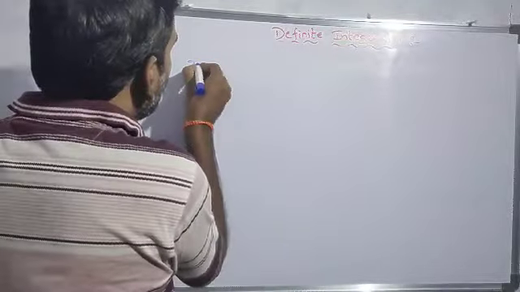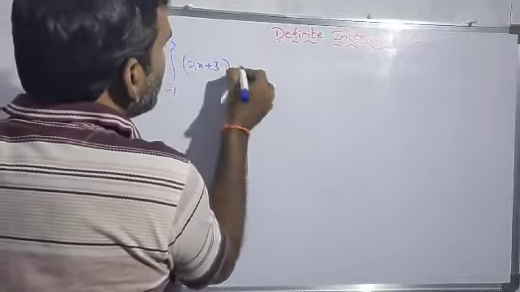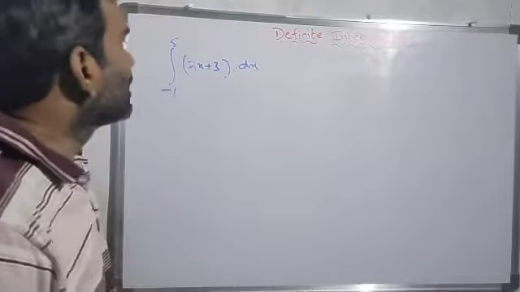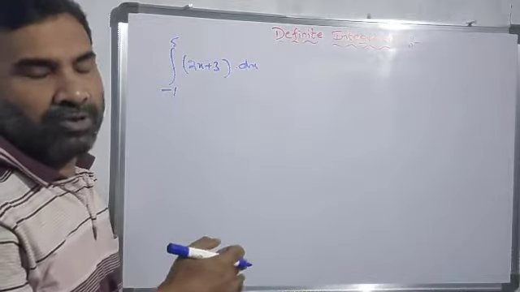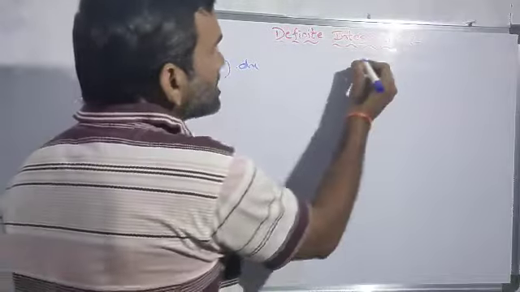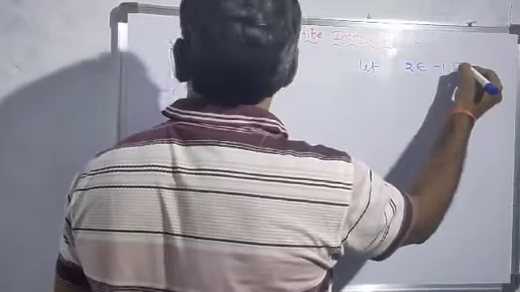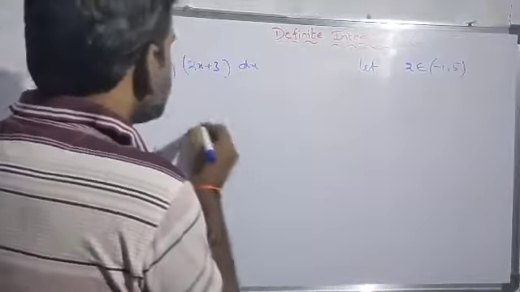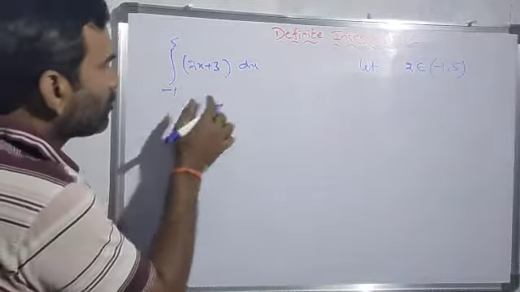So I will take this one example, the integral of 2x plus 3 dx from minus 1 to 5. From minus 1 to 5 we have many numbers, so I will take one number. Suppose 2 belongs to the interval (minus 1, 5). Is it correct or not? Now we just have to find this value.